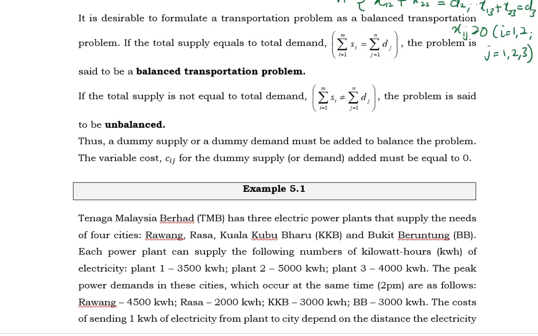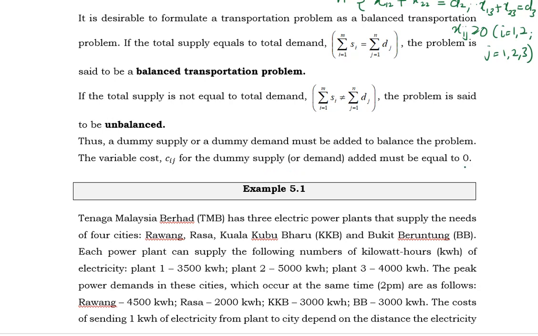It is desirable to formulate a balanced transportation problem. The problem is said to be balanced if the total supply units equal the total demand units. Otherwise, the problem is said to be unbalanced. For that case, a dummy supply or a dummy demand must be added to balance the problem. The cost for the dummy variable must be equal to 0.